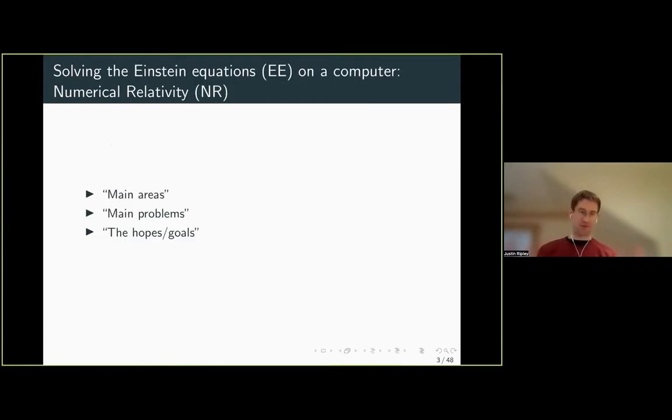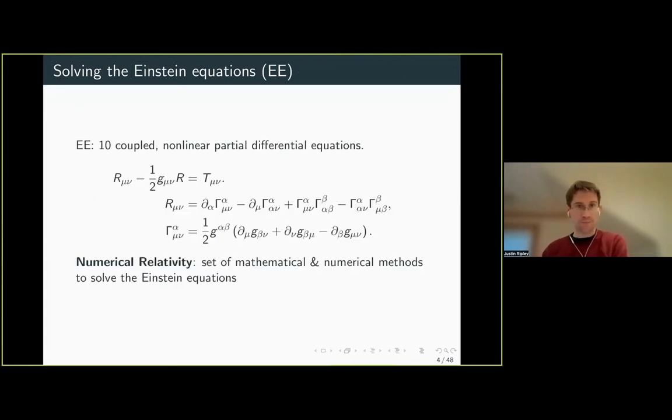Martin said to focus on main ideas, main problems, and then the hopes and goals. So I'll try to hit these 3 points today about numerical relativity and testing general relativity, in the context of testing general relativity with gravitational waves.